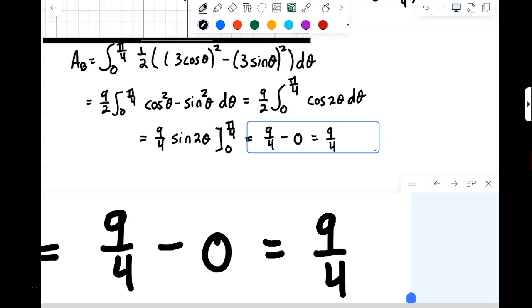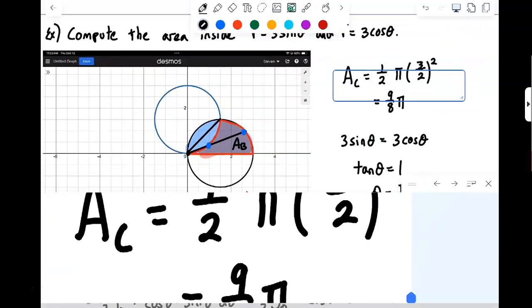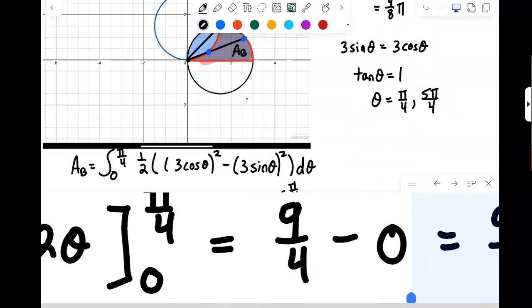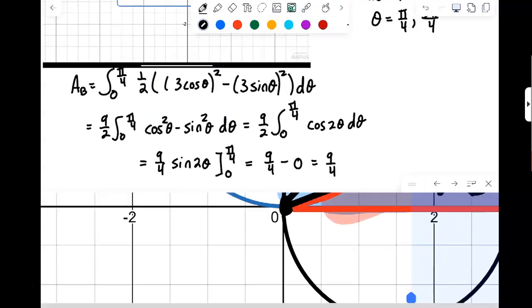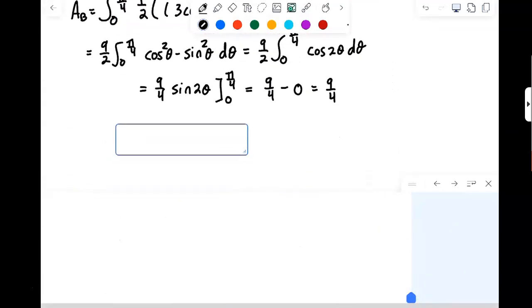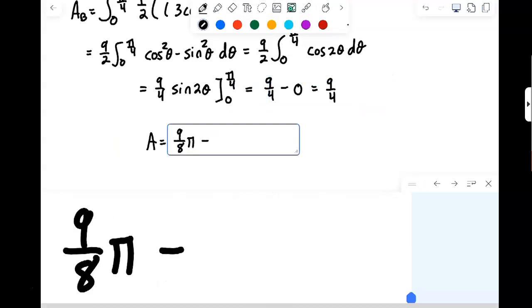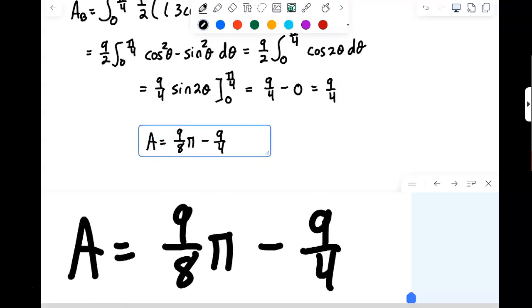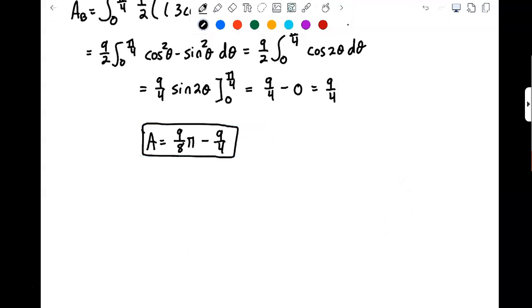So that little sliver will have an area of 9/4, this blue area, or the purple area. And we already know the area of the circle is 9/8 pi. So therefore the region we're looking for would just be the area of the circle, 9/8 pi, minus the area of that piece, which is 9/4. That's the exact answer. We could always punch that into a calculator to get the approximate area. Okay, so that's what we're looking at here.